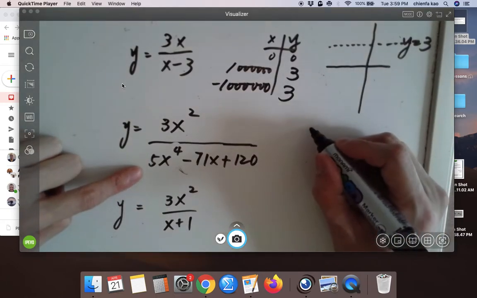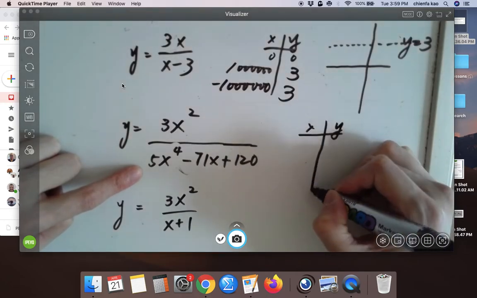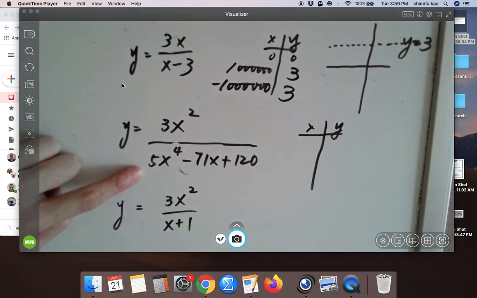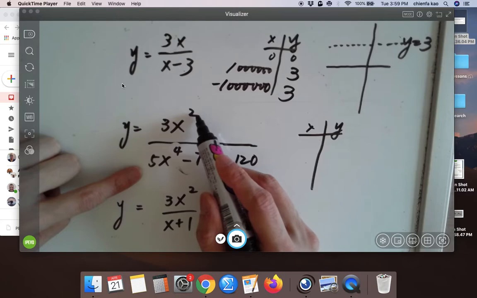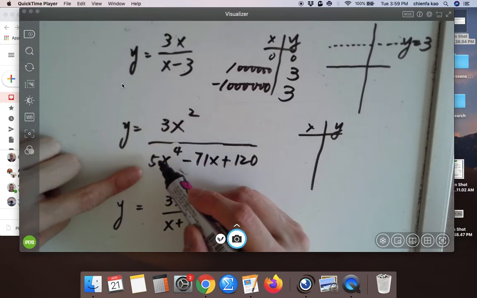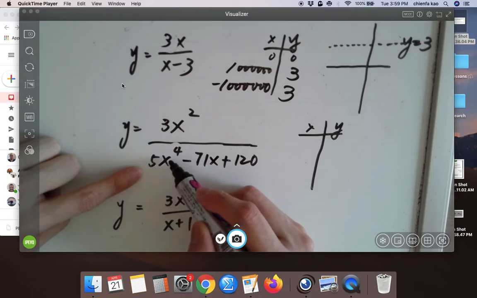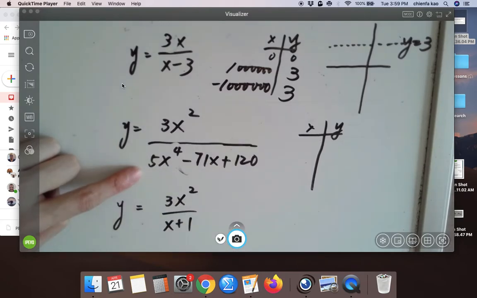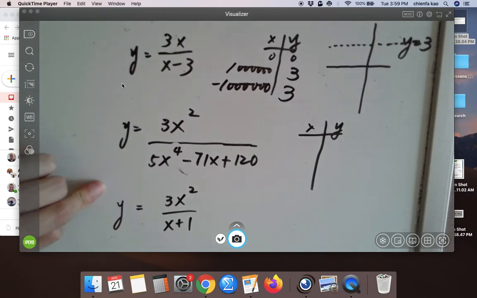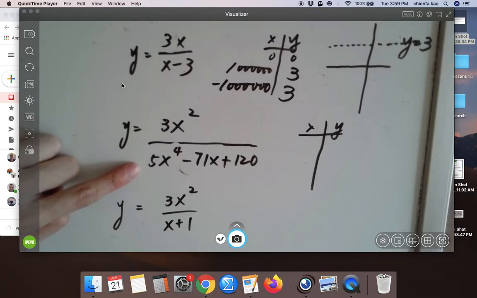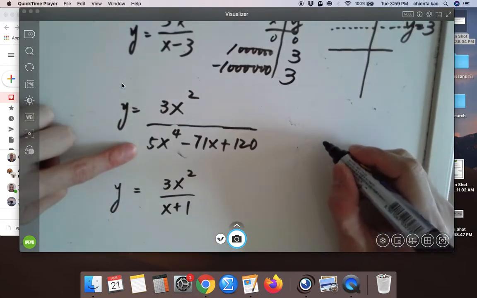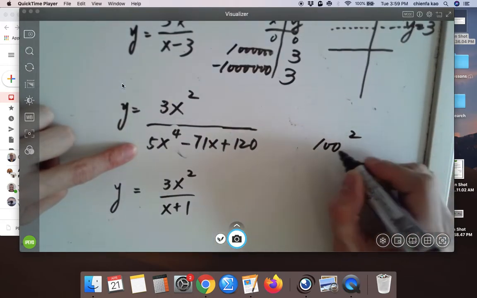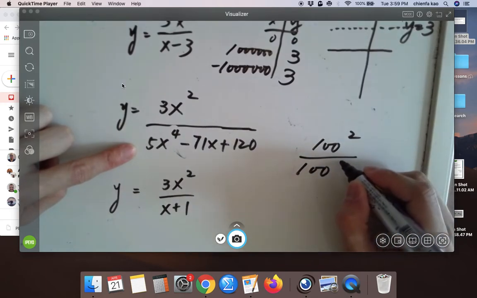Same logic I want you to apply here. This time, I want you to use similar logic. Let's just plug in x equals 1 million. 3 times 1 million squared divided by 5 times 1 million to the 4th power. 1 million to the 4th power is a lot of zeros. Okay? So, how do I talk about this? Before we even talk about this, let's talk about 100 squared divided by 100 to the 4th power.